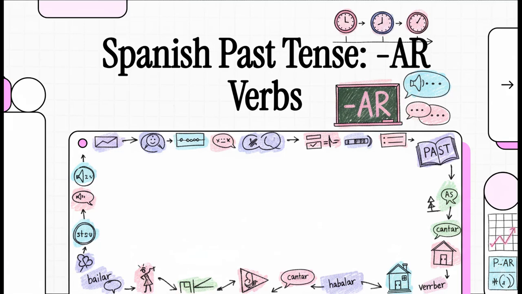Hey everyone, so you want to talk about the past in Spanish? I mean, of course you do, right? It's essential. Today, we're going to unlock a super important part of that, the preterit tense for regular AR verbs. And you know what the best part is? It follows this really simple, super predictable pattern. So let's just dive right in.